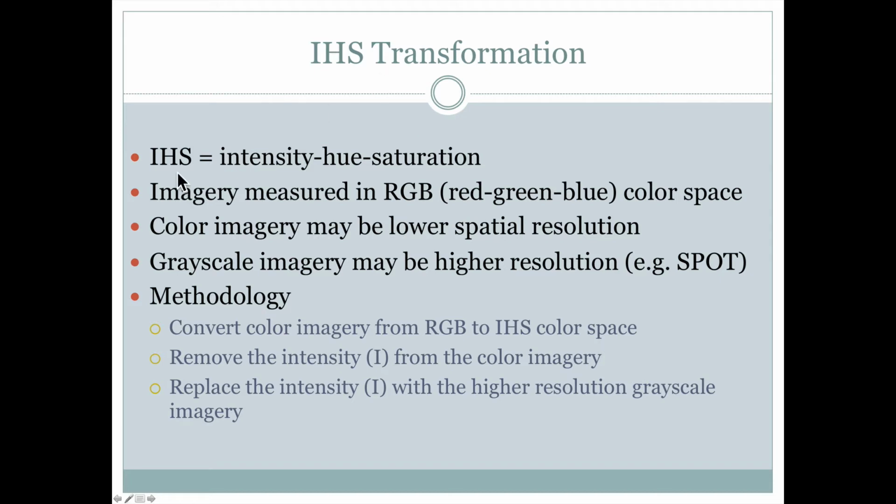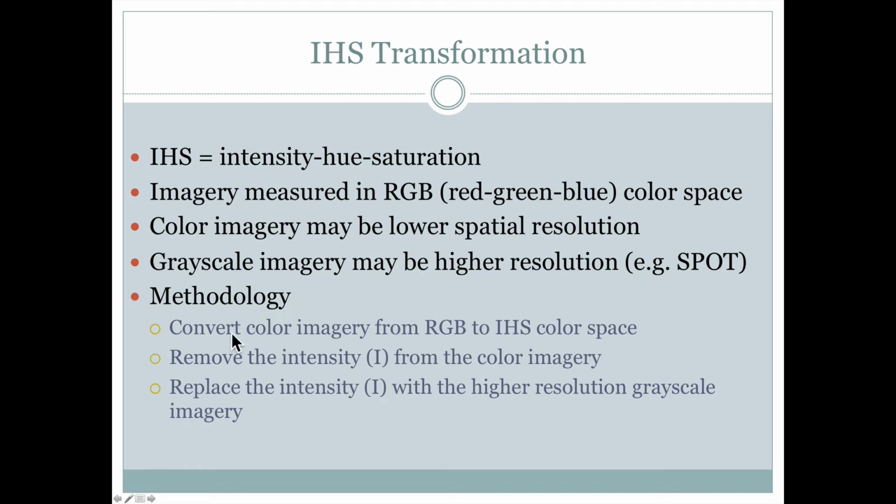IHS stands for intensity, hue, saturation, and it's just a way of representing colors in a display. Of course, when the imagery is collected, it's collected as RGB imagery, right? It's collected by measuring part of the electromagnetic spectrum associated with red and green and blue. So those would be the three bands that we're talking about. But we want to do a transformation so that we can represent that RGB imagery in the IHS color space.